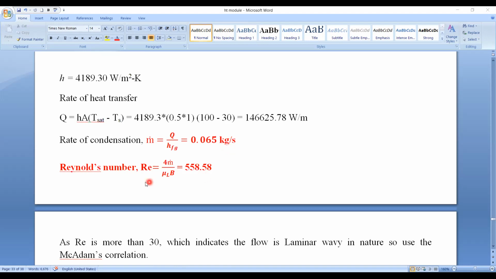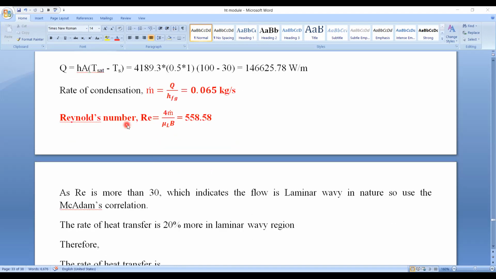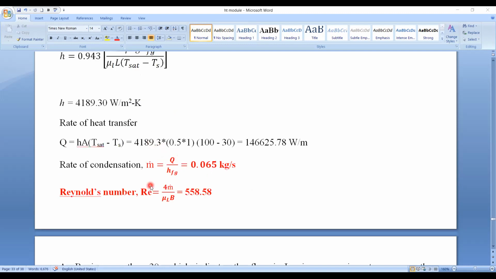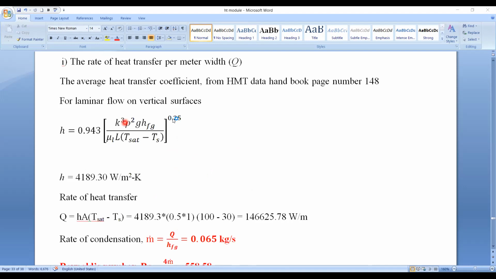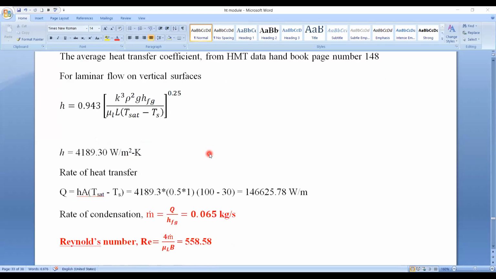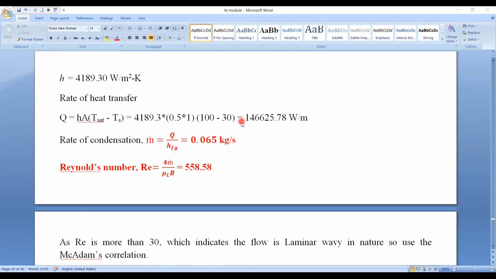Now a Reynolds number is given by, so why we have to take the Reynolds number here? Check in which regime it is existing. So initially we have assumed that the flow is laminar wave free, when Reynolds number is less than 30. Now we have to prove it. Yes, our assumption is correct. So let us find out the value of Reynolds number.